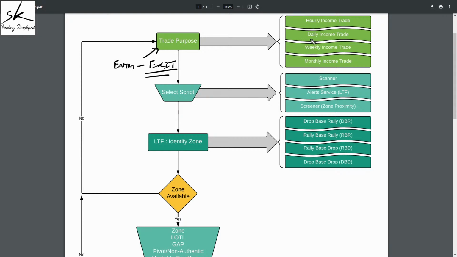So what I've done is I have divided these trades into four different purposes, and we call them hourly income, daily income, weekly income, and monthly income. Hourly income implies a trade where my expectation is that this trade can last for an hour or maybe few hours.